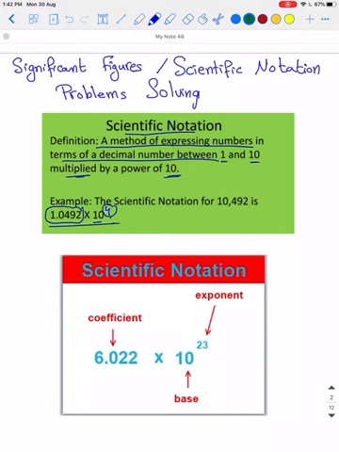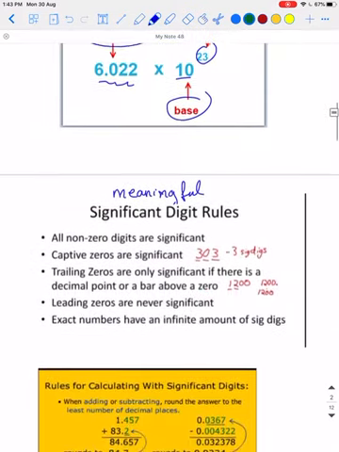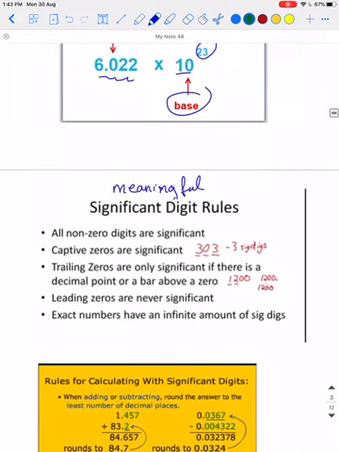Here the power is 4. The number which is next to the power of 10, we call it the coefficient. 10 we call it the base, and the power we call it the exponent. What are the significant digit rules or significant figure rules?